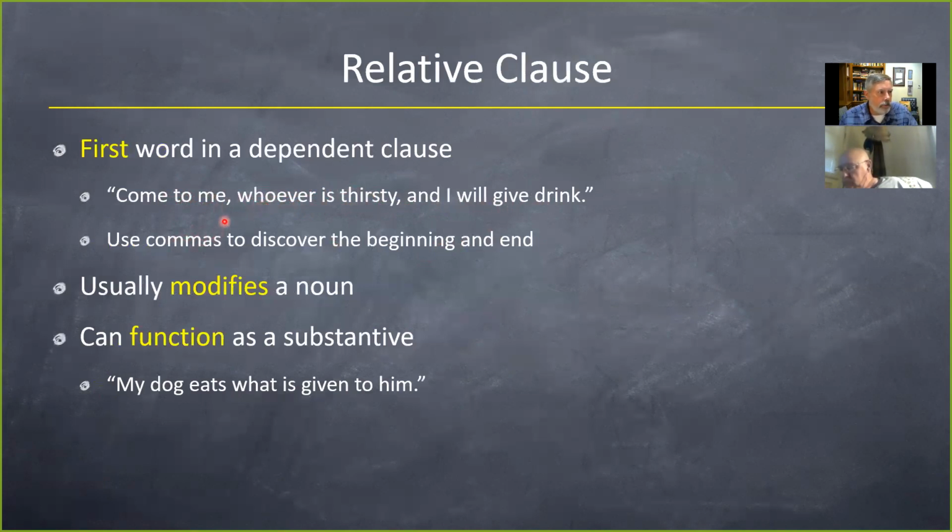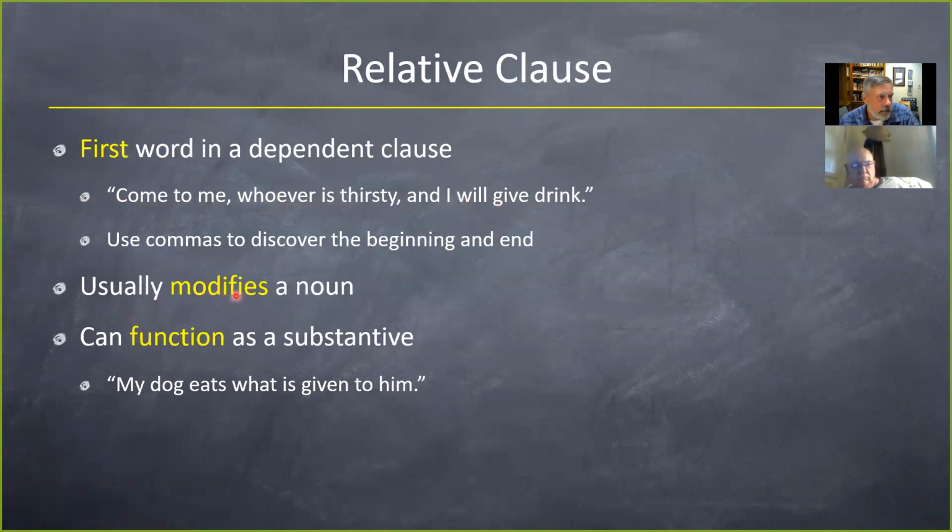In English, what we do is we divide it off by commas. So come to me, comma, whoever is thirsty, comma, and I will give a drink. And there's my clause. It stands out as a relative clause because it has who at the beginning and because it has commas. It usually modifies a noun. Come to me, whoever is thirsty. Well, this is a poor example that Mouse has in his book because the noun I'm modifying is implied. It's you, come to me, whoever is thirsty. So who's supposed to come to him? Whoever is thirsty. So who is that? It's you, come to me, whoever is thirsty, and I will give a drink.